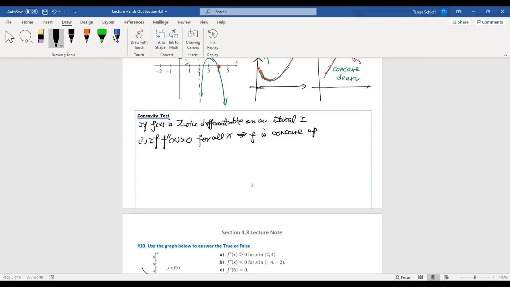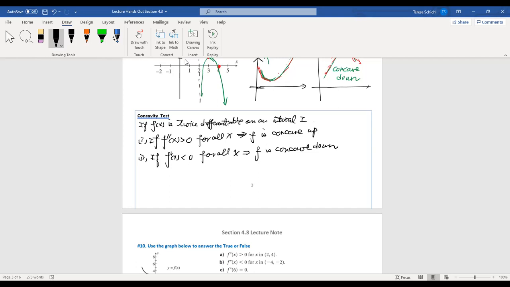The second one: if f double prime of x is less than 0 for all x, then what do we say? Then we say f is concave down. So this is what we call the concavity test.